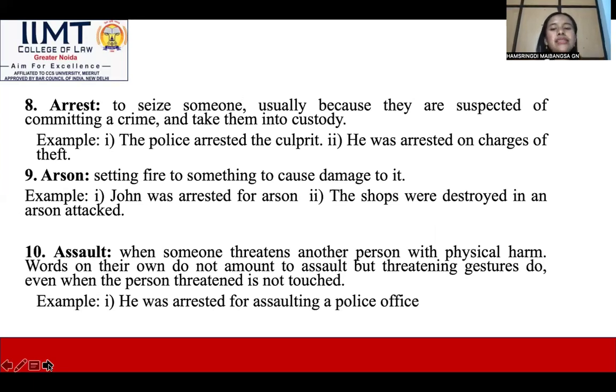The next word is arrest. Again, this is a verb. It means to seize someone, usually because they are suspected of committing a crime, and take them into custody. In the sentence, you can see the police arrested the culprit, or he was arrested on charges of theft. Again, here in both these sentences, the word arrest has been used in its past form.